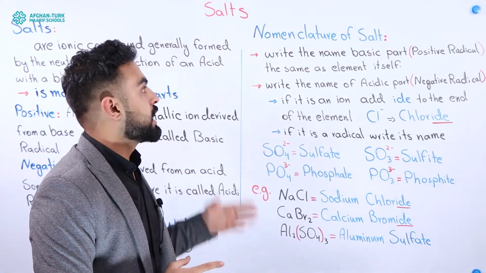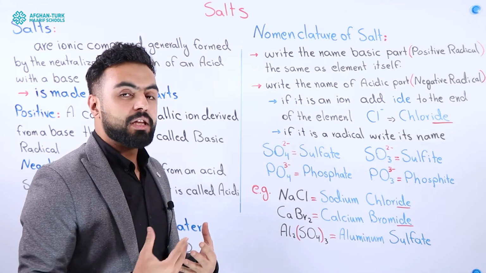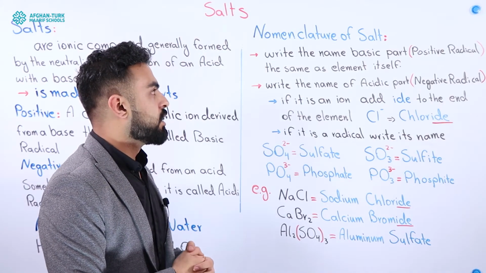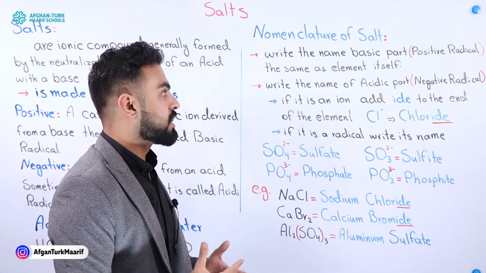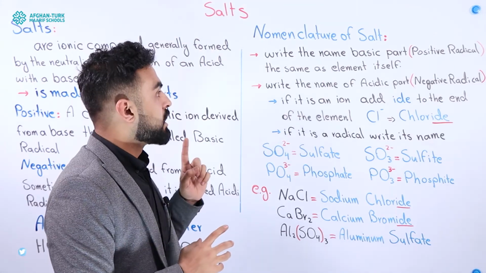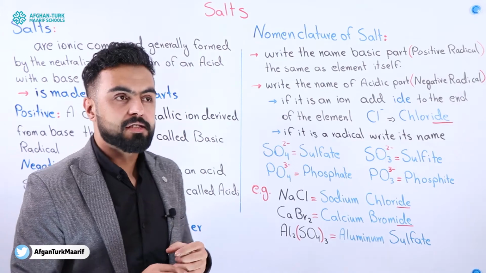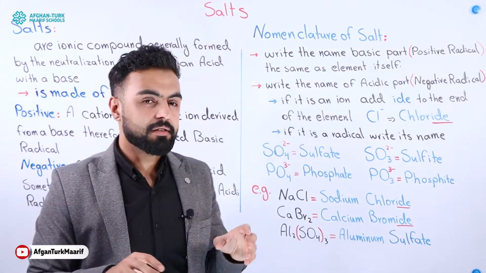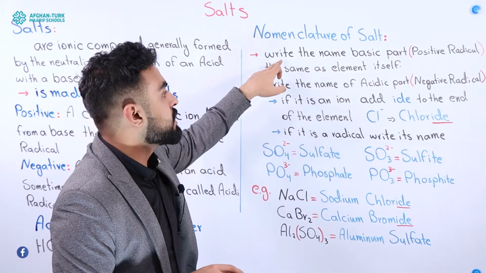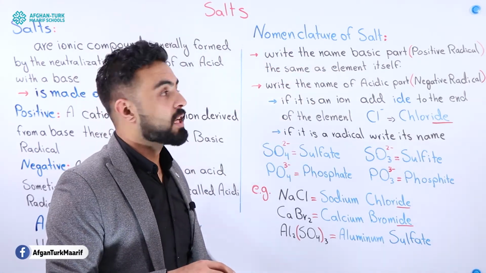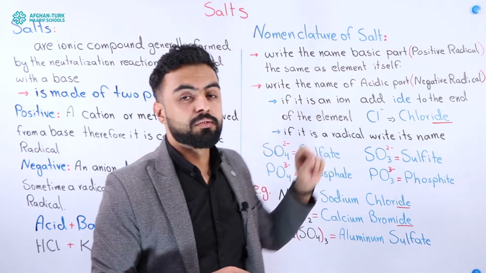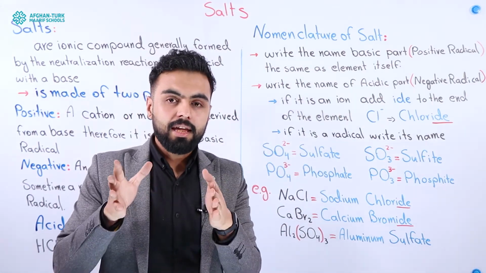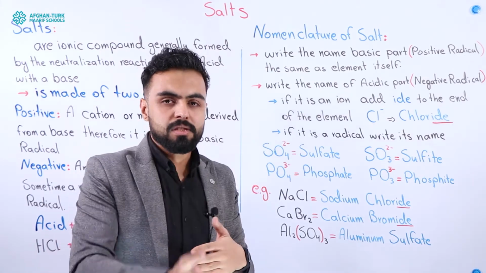Now let's go to the nomenclature of salt. Because we know that salt is made of two parts, the positive and the negative, first write the name of the basic part, the positive radical. Mostly the basic part is a positive radical. It is actually a metal with a positive charge.